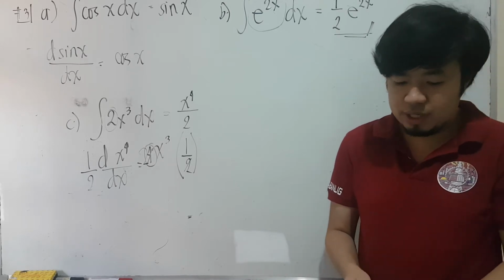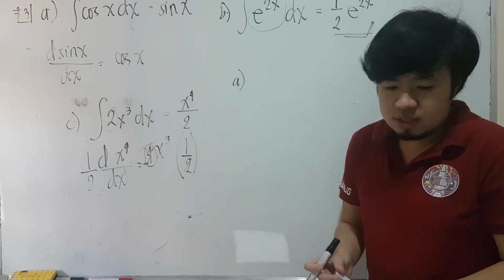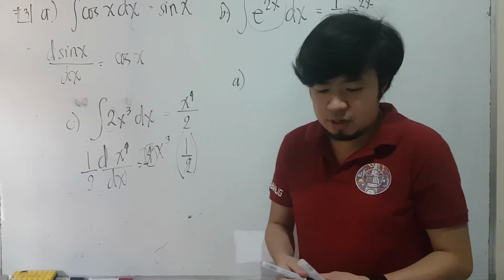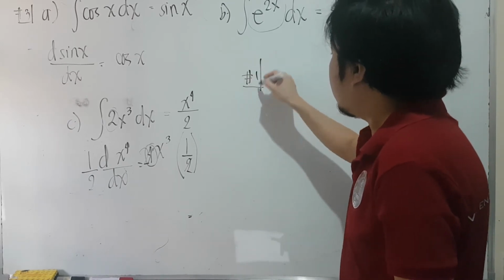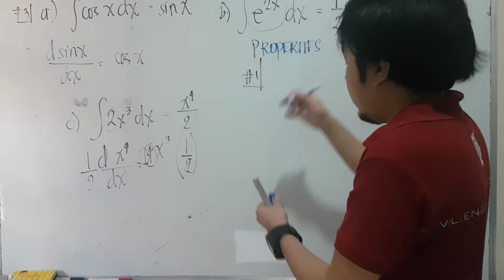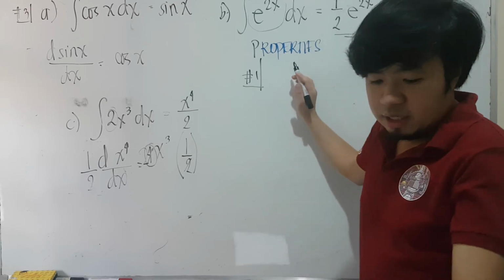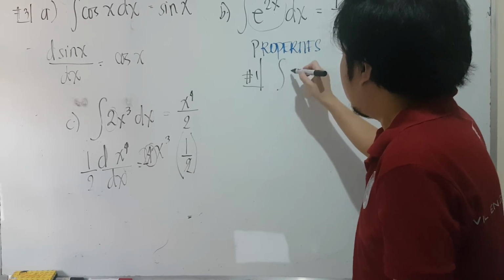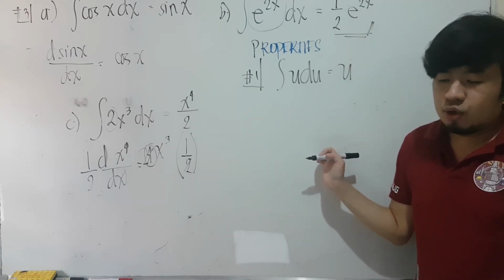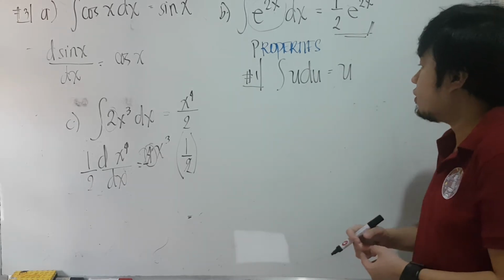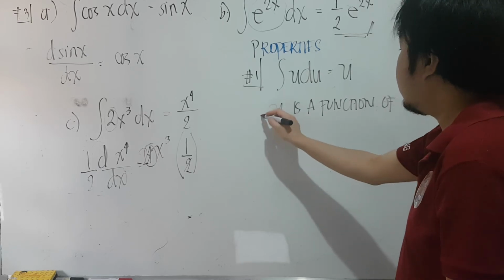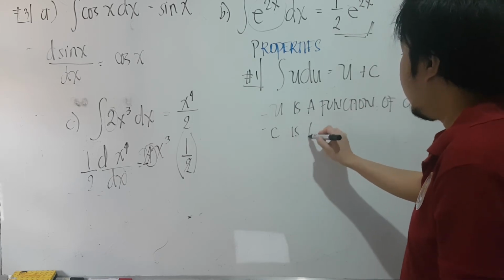Now, we have the following. So letter A, cosine x. So what are the properties of the indefinite integral? So we have here the integral of properties. Okay. So the integral of u du is a function of u. Okay? So where u is a function and du is a function of du, and c is any constant.